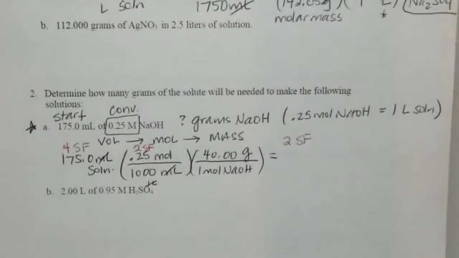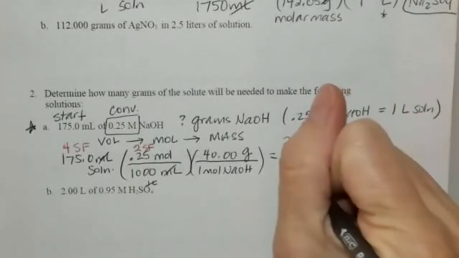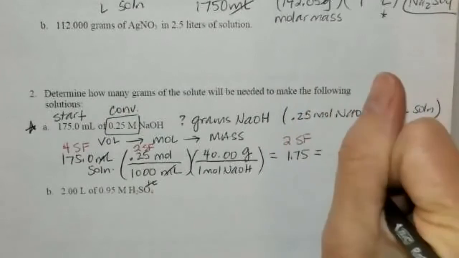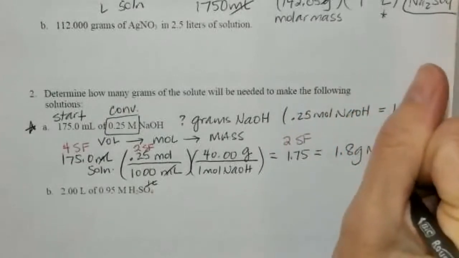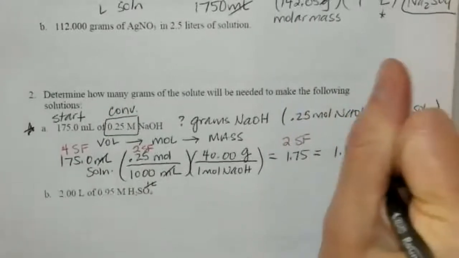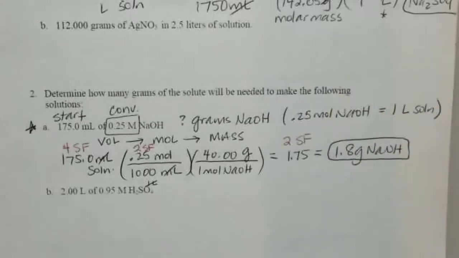So the calculator gave me 1.75. I just want to type it in really quick one more time, make sure I entered it in correctly. Yep, and so 1.75, I'm going to round that up to 1.8 grams of sodium hydroxide. All right, so that would be the mass of sodium hydroxide I would need. And I would take that mass, dissolve it in that 175 milliliters, right? And that would give me a molarity or a concentration of 0.25 moles per liter.